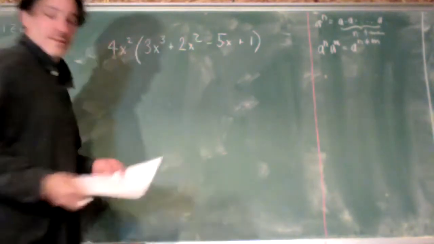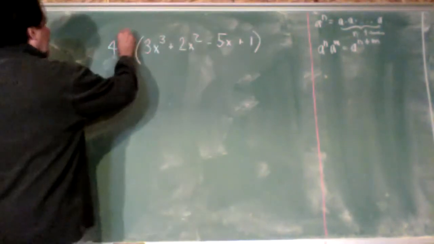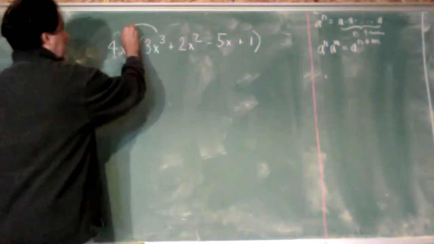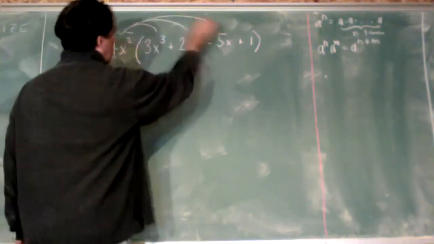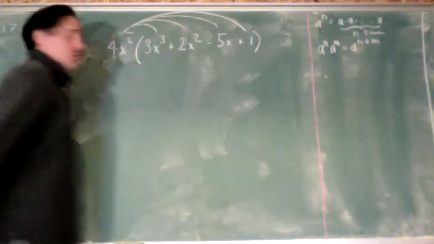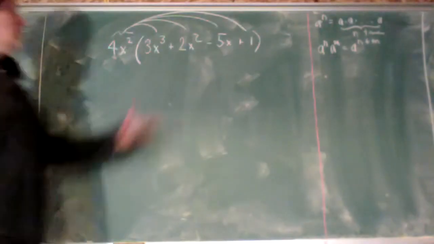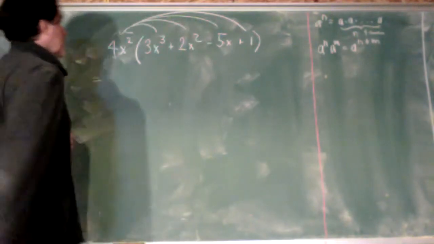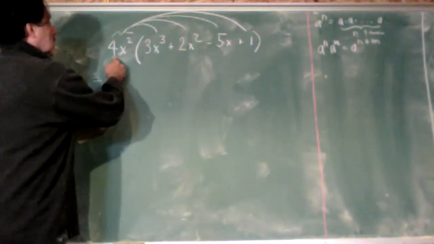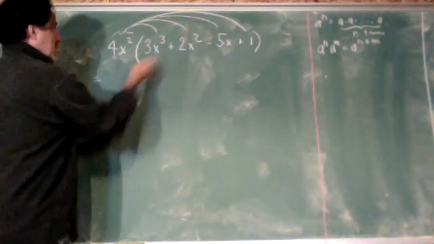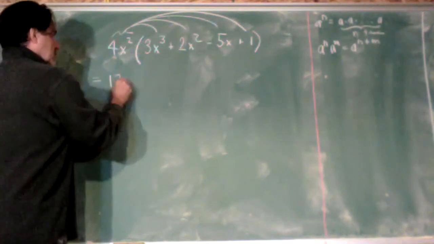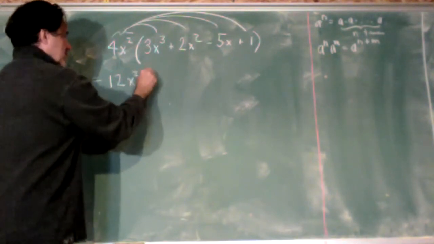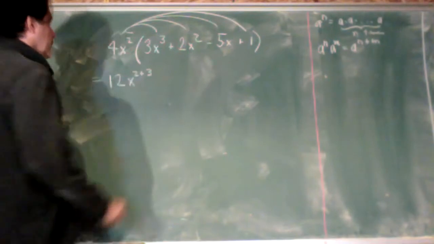To find the product, we merely need to distribute our 4x squared across all 4 terms of the polynomial within the parentheses. We get 4x squared times 3x cubed, I'll write as 12, and just for now I'll write 12 x 2 plus 3 as a reminder of our rule.